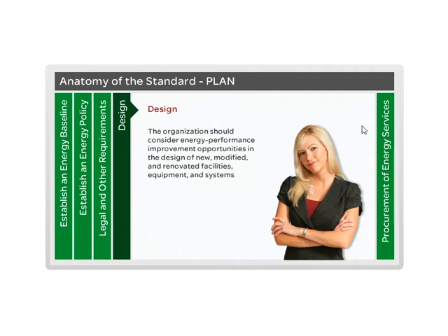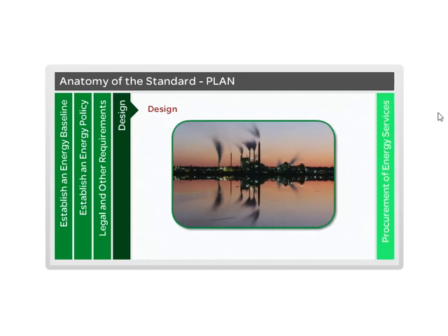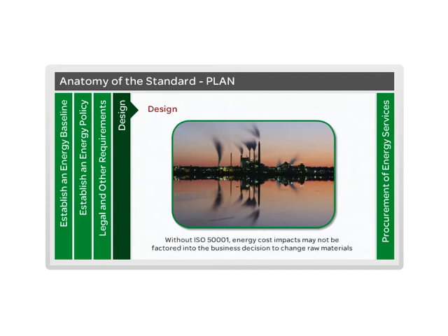The organization should consider energy performance improvement opportunities in the design of new, modified, and renovated facilities, equipment, and systems. For example, a factory may be considering a change to raw material composition to reduce cost. However, such a change may impact batch temperature setting, or may require an application of chilled water or other energy resource. Without ISO 50001, such energy cost impacts may not be factored into the business decision to change raw materials.